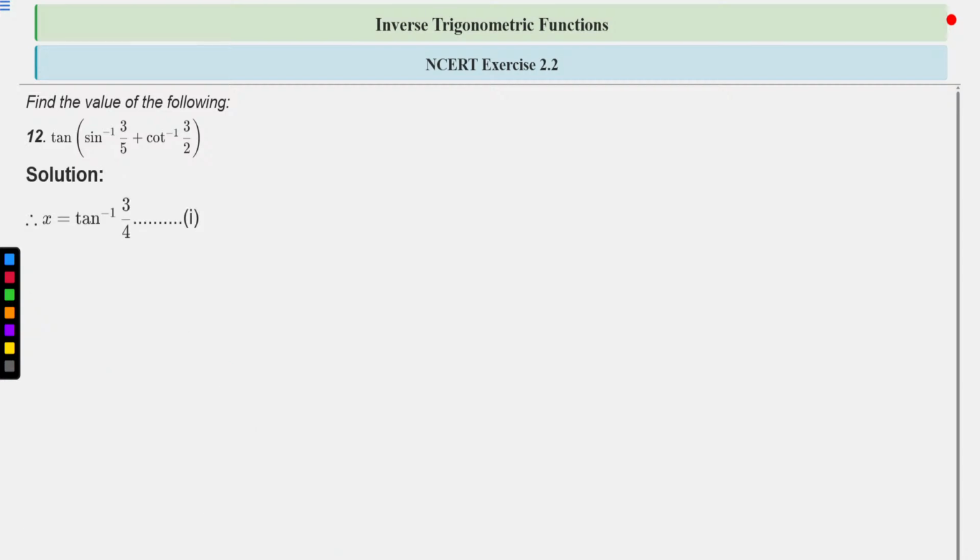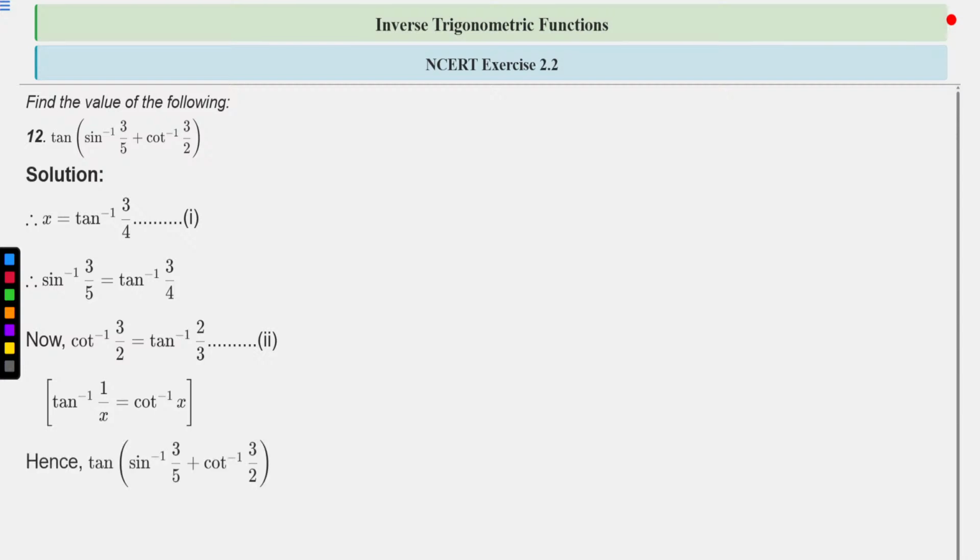So now let us take x as tan inverse. So x will be equal to tan inverse 3 by 4. Let us take this as equation 1. So now sine inverse 3 by 5 will be equal to tan inverse 3 by 4, right? Now let us take cot inverse 3 by 2. It will be equal to tan inverse 2 by 3, simply. You can take it as equation 2. Now we know that tan inverse 1 by x will be equal to cot inverse x, right? Hence tan of sine inverse 3 by 5 plus cot inverse 3 by 2 will be equal to tan of tan inverse 3 by 4 plus tan inverse 2 by 3, using equations 1 and 2, right?